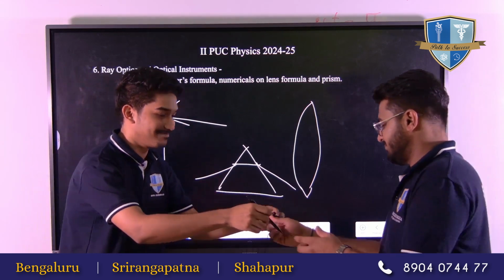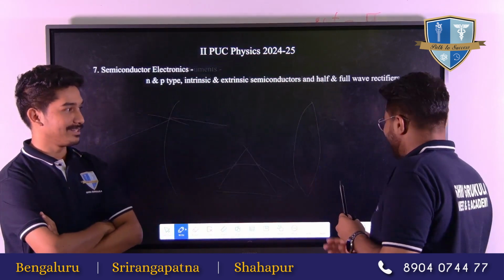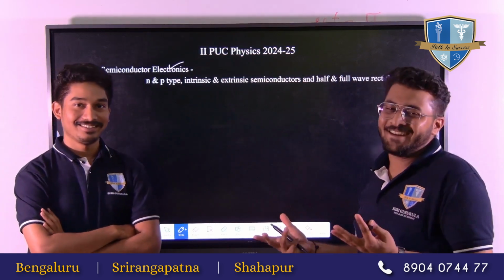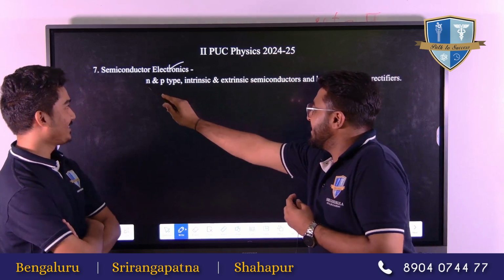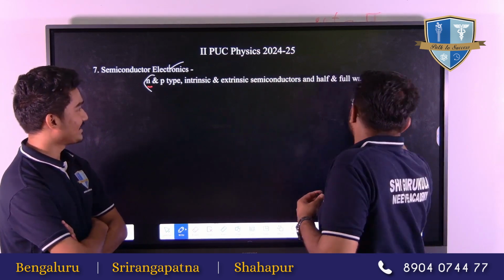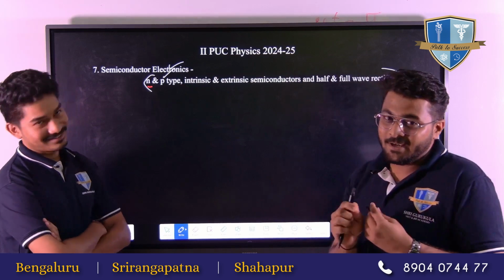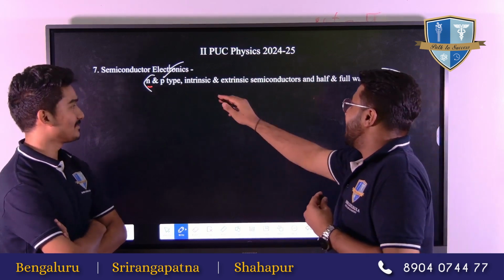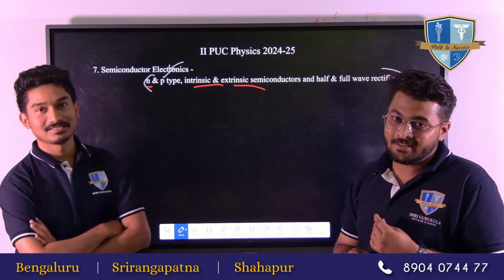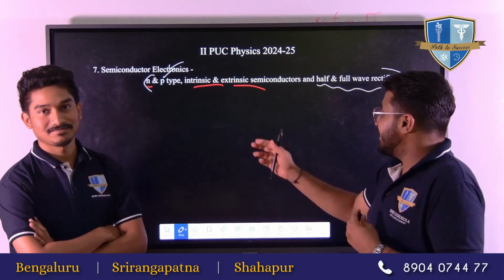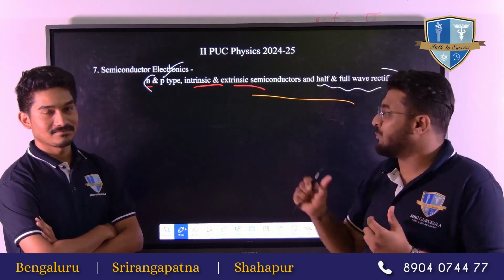Sir, next chapter. So, yeah, semiconductors. This is our favorite chapter because we are electrical engineers. So these are the 3 main topics they'll ask. One is N and P type semiconductors, the difference between them, and intrinsic and extrinsic semiconductors. And this is very important: half and full wave rectifiers. These are the main 3 topics you have to remember from this chapter.